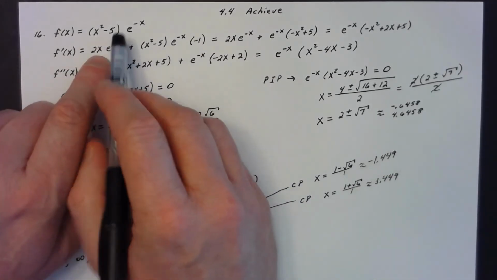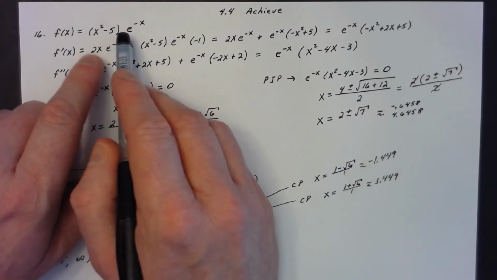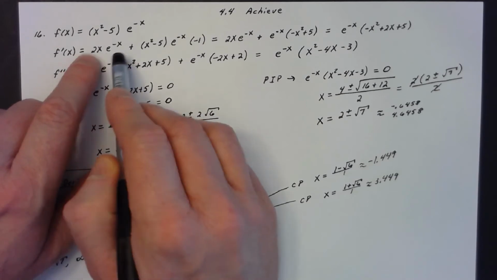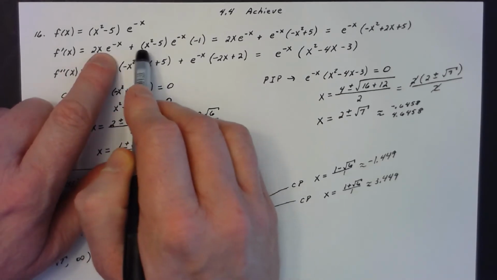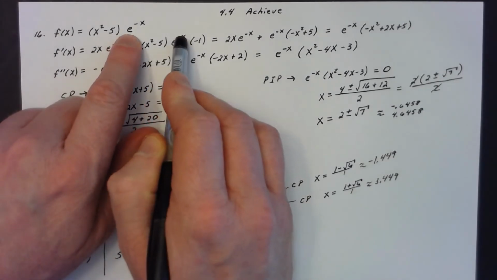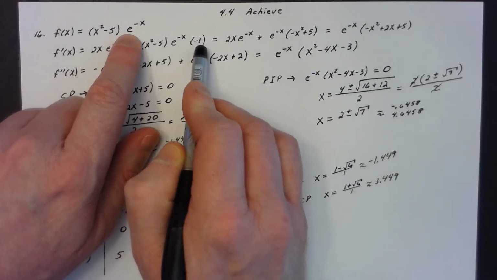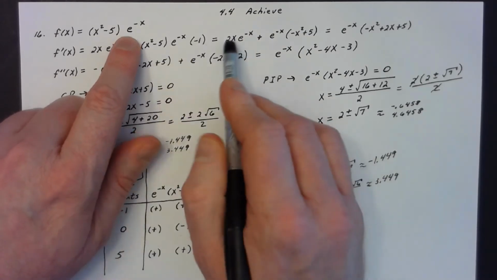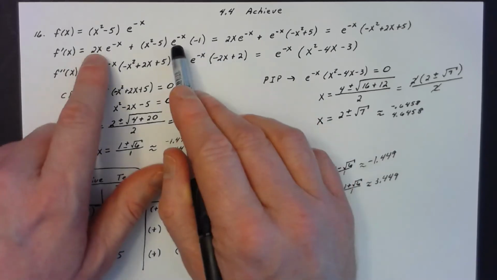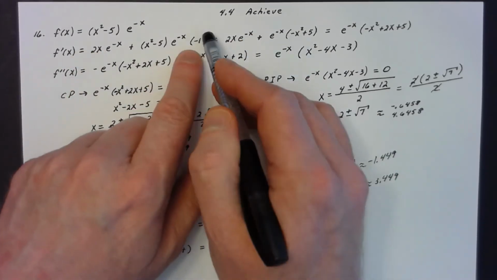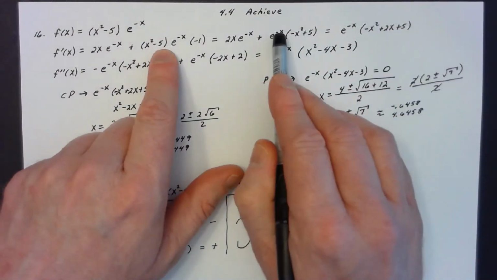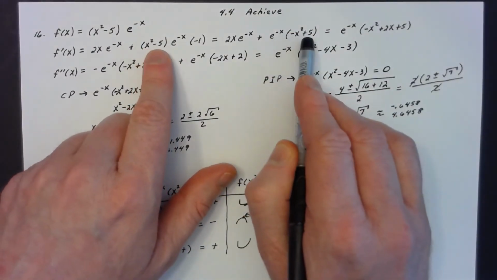Okay, so I know I'll have to take the second derivative. Let's go ahead and do the first derivative. Derivative of x squared minus 5, 2x, times the second, plus x squared minus 5 times the derivative of the second, which is e to the negative x, times the derivative of the exponent, negative 1. Now at this point, when I went from here to here, I went ahead and distributed this negative 1 throughout this group. And that gave me e to the negative x times negative x squared plus 5.